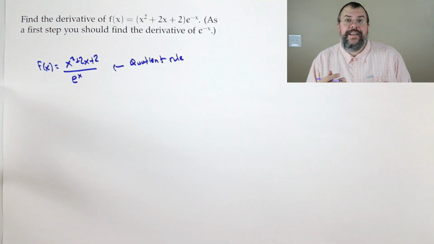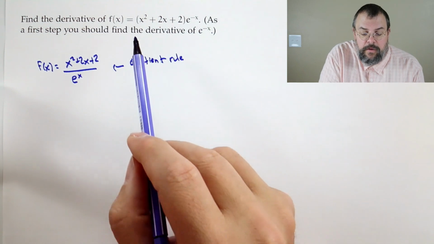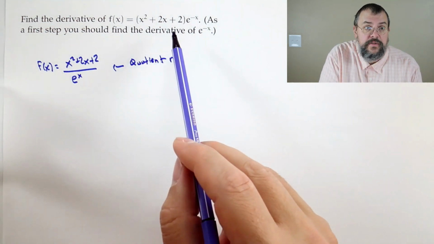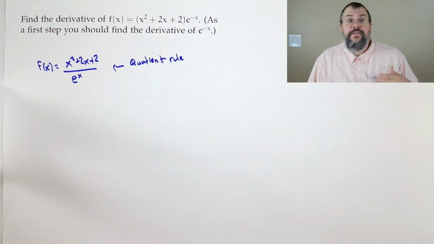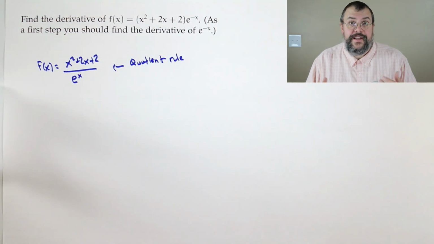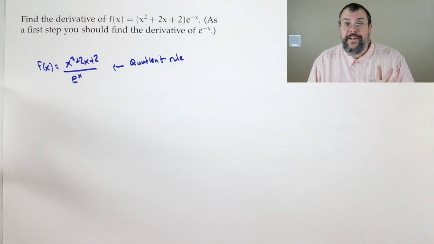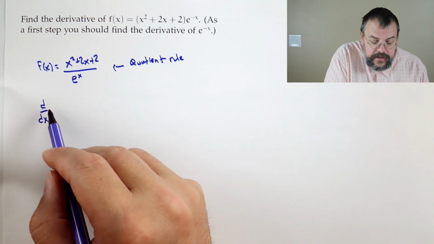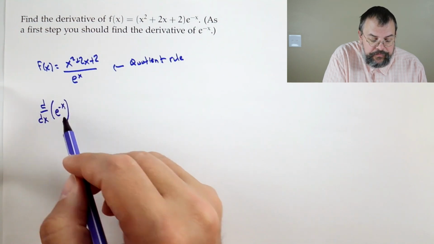Well, probably what they're trying to get at is, don't think of this as a quotient, think of it as a product. So it's x squared plus 2x plus 2 times e to the negative x. So we're going to be applying the product rule, not the quotient rule. Okay, so let's do our first step. The derivative of e to the minus x.